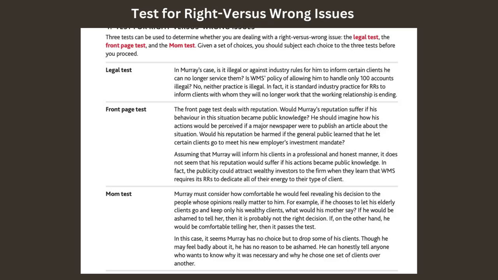In this case, it seems that Murray has no choice but to drop some of his clients. Though he may feel badly about it, he has no reason to be ashamed. He can honestly tell anyone who wants to know why it was necessary and why he chose one set of clients over another.